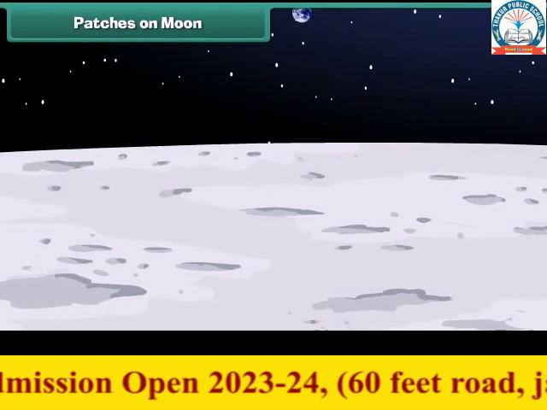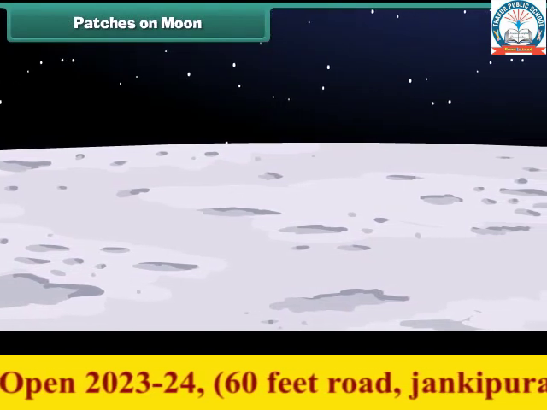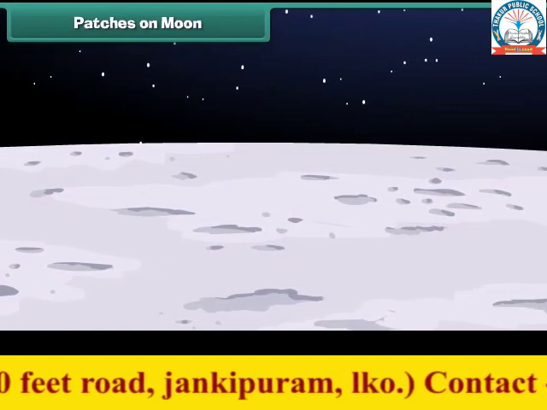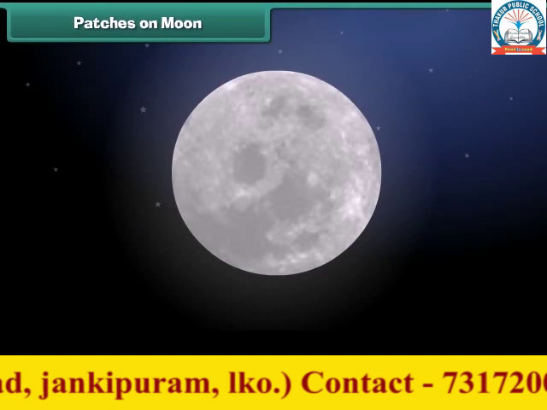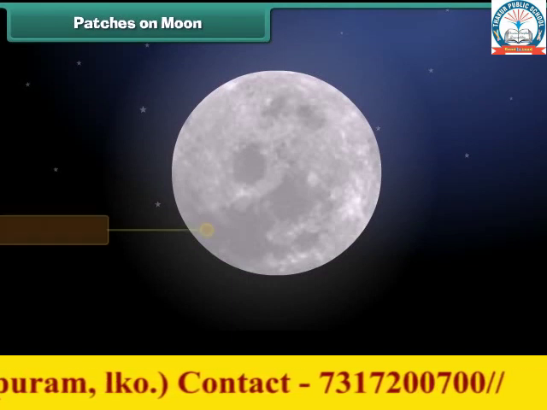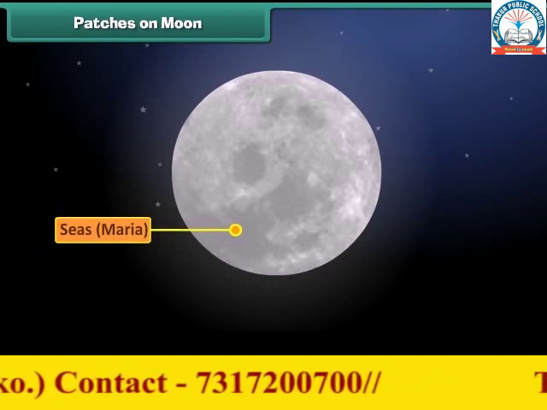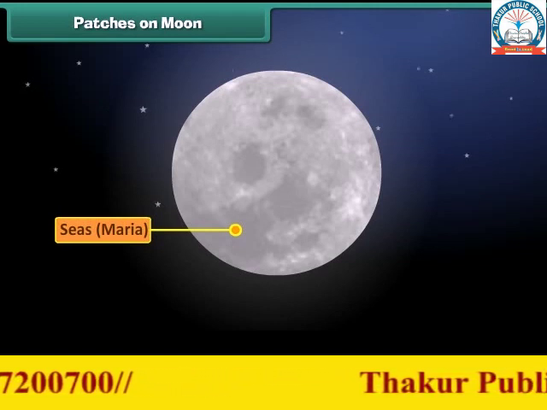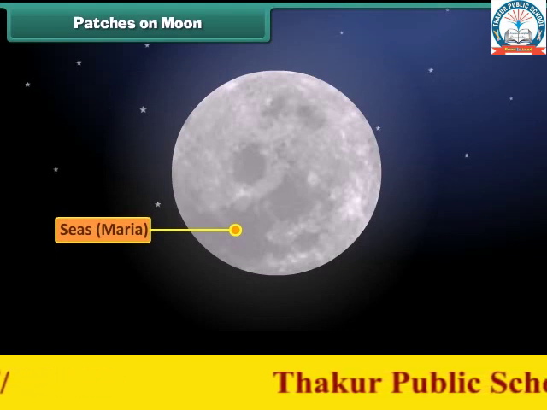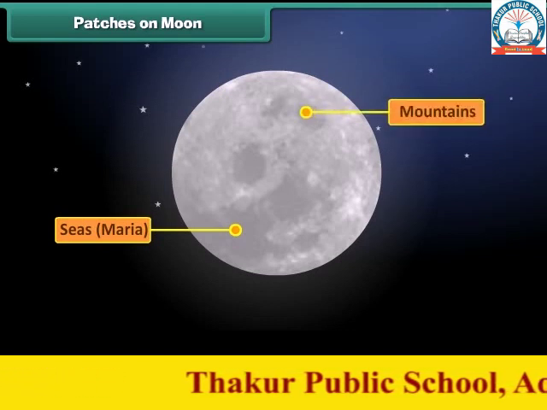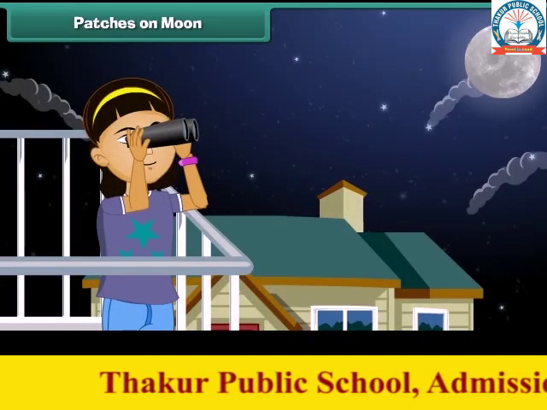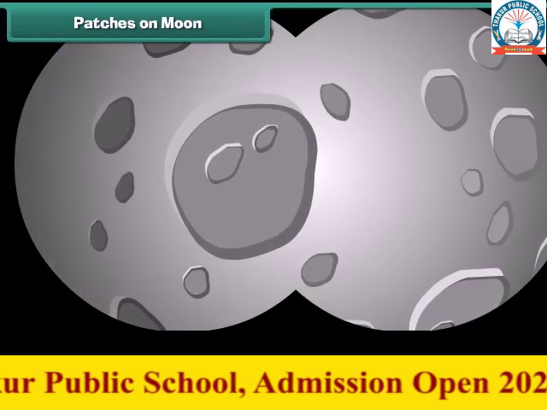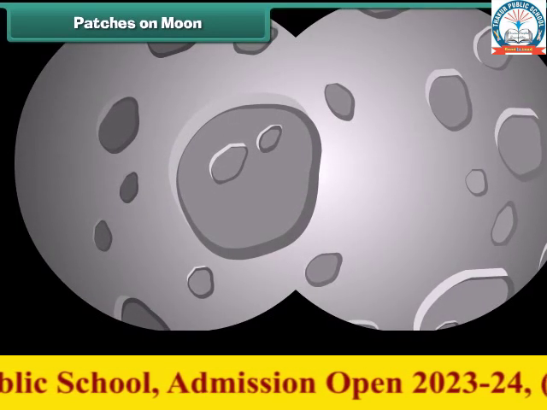Even though there is no water on the moon, it has many interesting features such as craters, mountains, and lava plains. The dark patches on the moon's surface are plains, which are called seas or maria. They are called maria because very early astronomers thought that these areas on the moon were great seas. The lighter patches are mountains. And children, you can use a pair of binoculars on a clear night to see the craters formed by ancient meteors' collisions.